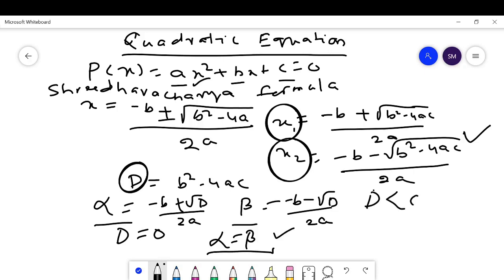When d is less than 0, meaning d is a negative number, then you cannot get the square root of a negative number, so the roots are not real numbers. But when d is greater than 0, the roots are real numbers.